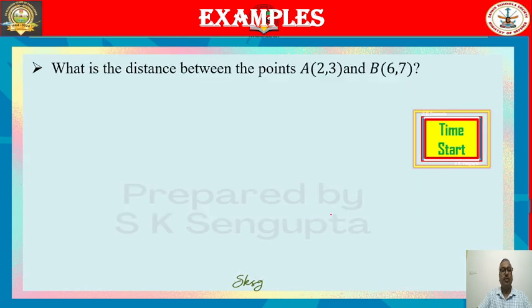Now, examples for cadets. I have set the time for 5 seconds. We can extend the time to 10 seconds or 15 seconds as per the requirement of the question. So simple questions, whatever we discuss: the point A, B. The coordinate of A is (2, 3) and the coordinate of B is (6, 7). So let's start.